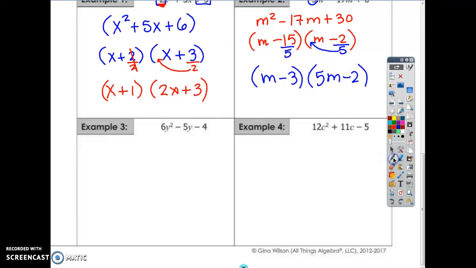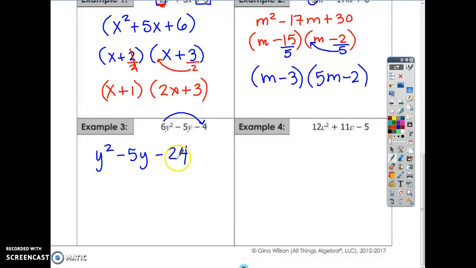Let's do the same thing with example 3. Type 6, 5, and 4, greatest common factor in the calculator. Is there a greatest common factor? No. I cannot divide any of those by any number. Okay? So I'm going to multiply the 6 and the 4. What does that give you? 24, so that's a negative 24. So I'm going to write y squared minus 5y minus 24.